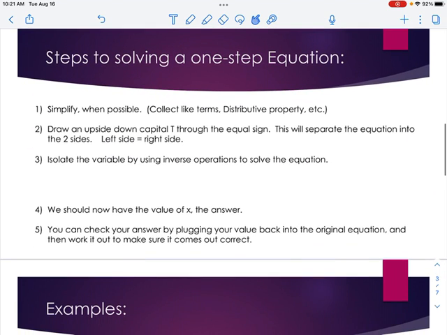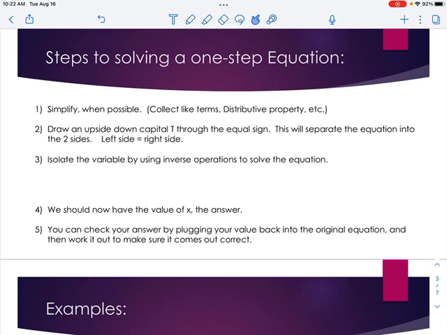Now, when we start looking at steps to do this, one of the steps I always like to start off with is simplifying when possible. What does that mean? Well, we try to collect like terms. We might have to do the distributive property, things of that sort. We will not be doing step one very much at all until we get to a little bit larger equations.